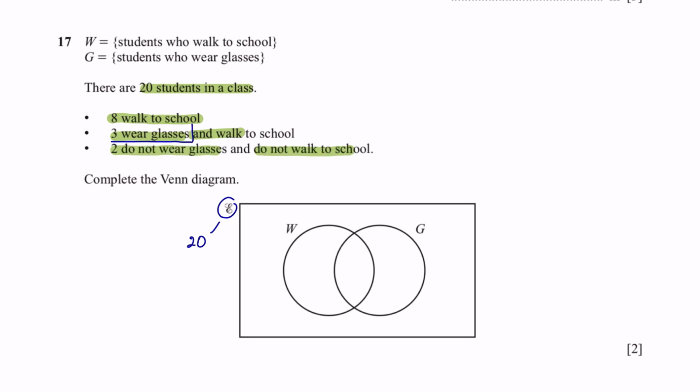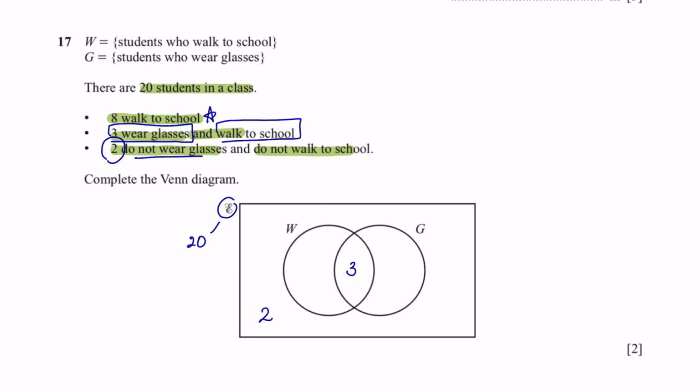So 3 wear glasses and walk to school. Those who wear glasses fall in this circle, and those who walk to school fall in this circle. If they're doing both, it means that it falls in this region. And we know that there are 3 students who do this. Next, we know that 2 of them do not wear glasses, not in this region, and they do not walk to school, not even in this region. That means the number of 2 students would be here.